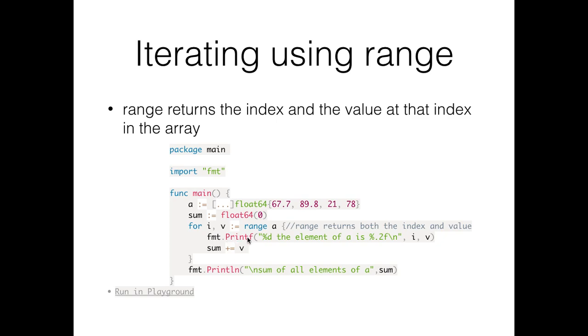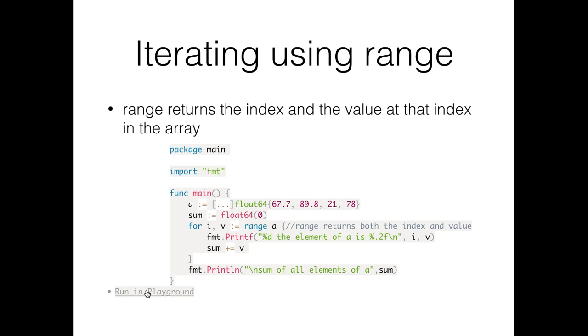Then you have the format printf %d, the element of a is %.2f slash n, i, v, and then you are doing sum plus equals v. This will print the index and the value at that index, and then compute the sum of all the values inside the array. Sum plus equals v means each element of array A will be added to the previous total. Initially sum is 0, so 0 will be added to 67.7, and then 67.7 will be added to 89.8 in the next iteration, and then the sum of these two numbers will be added to 21, and then the sum of these three elements will be added to 78, and you have the final sum value printed at the end of the for loop.